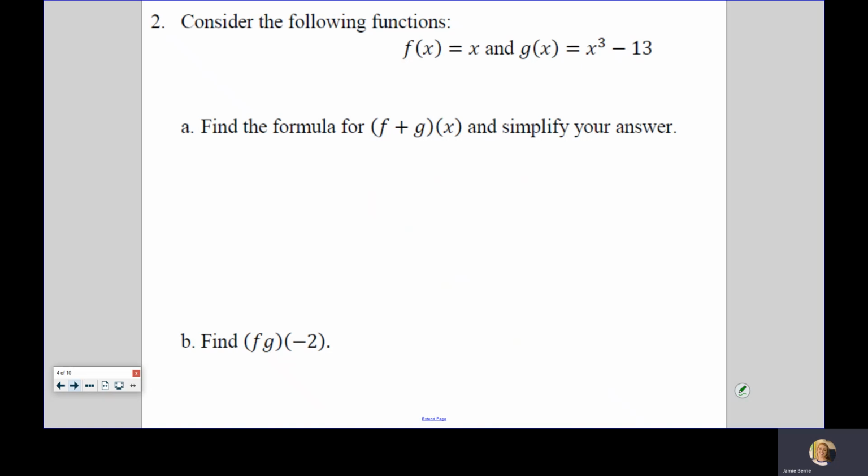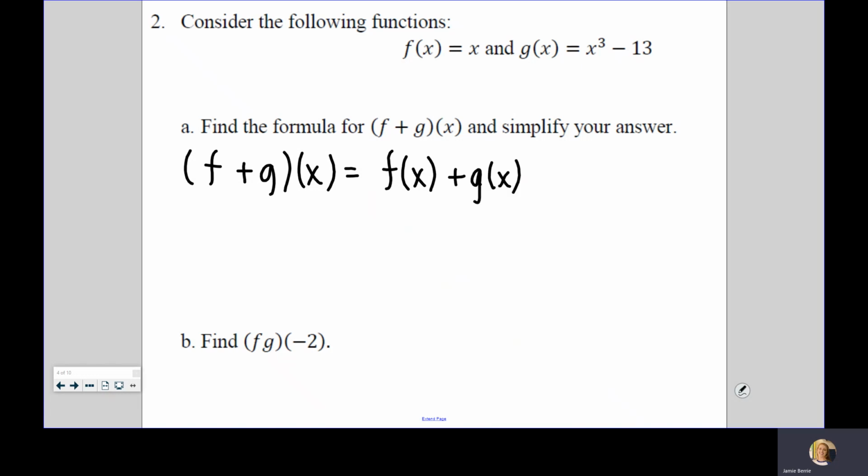The first part says find a formula for f plus g of x and simplify. So we're just going to write our little rule for f plus g of x, which is f of x plus g of x. So we'll fill in those, and then we will combine any like terms, and we'll be done.